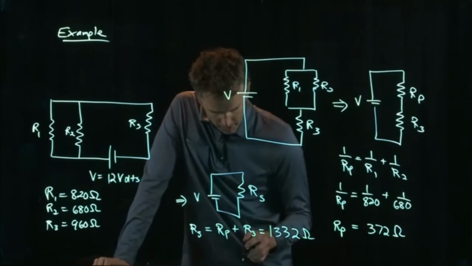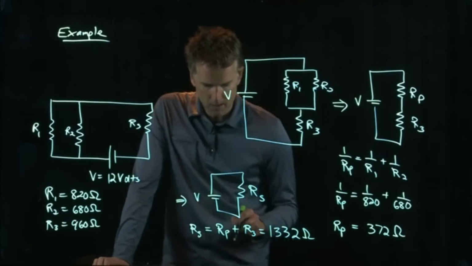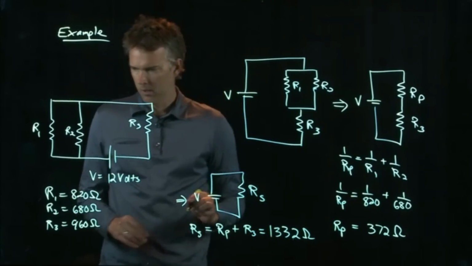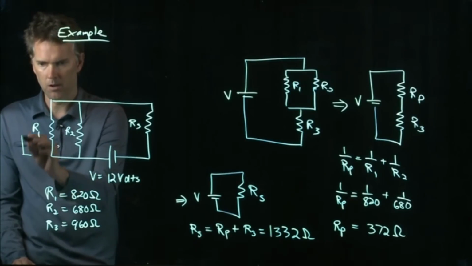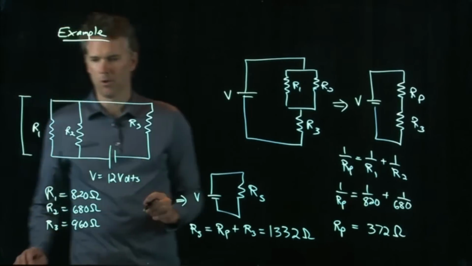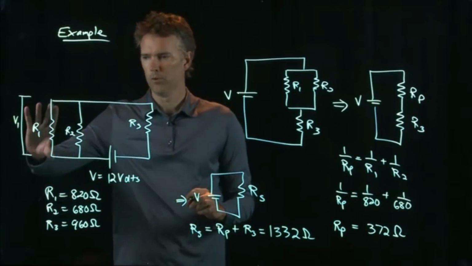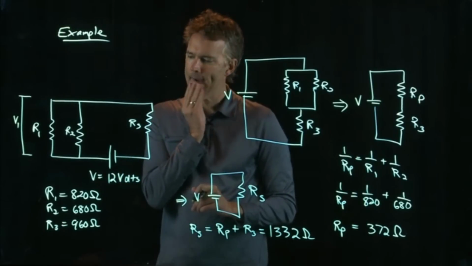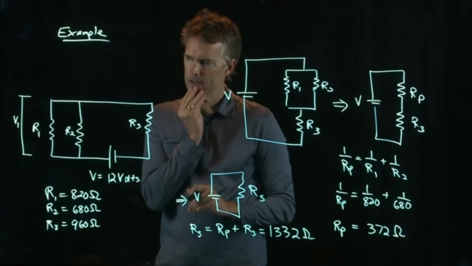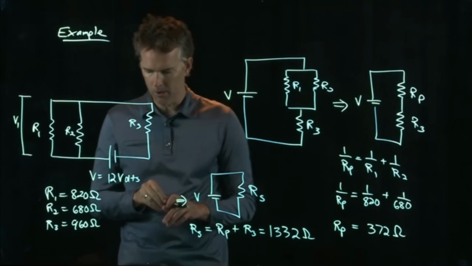The second part says determine the voltage across the 820 ohm resistor. So they want the voltage across here. We'll call that V1. What is the voltage across resistor number 1? Aha! How do we do that? I think to do that, we're going to need a little bit more information.